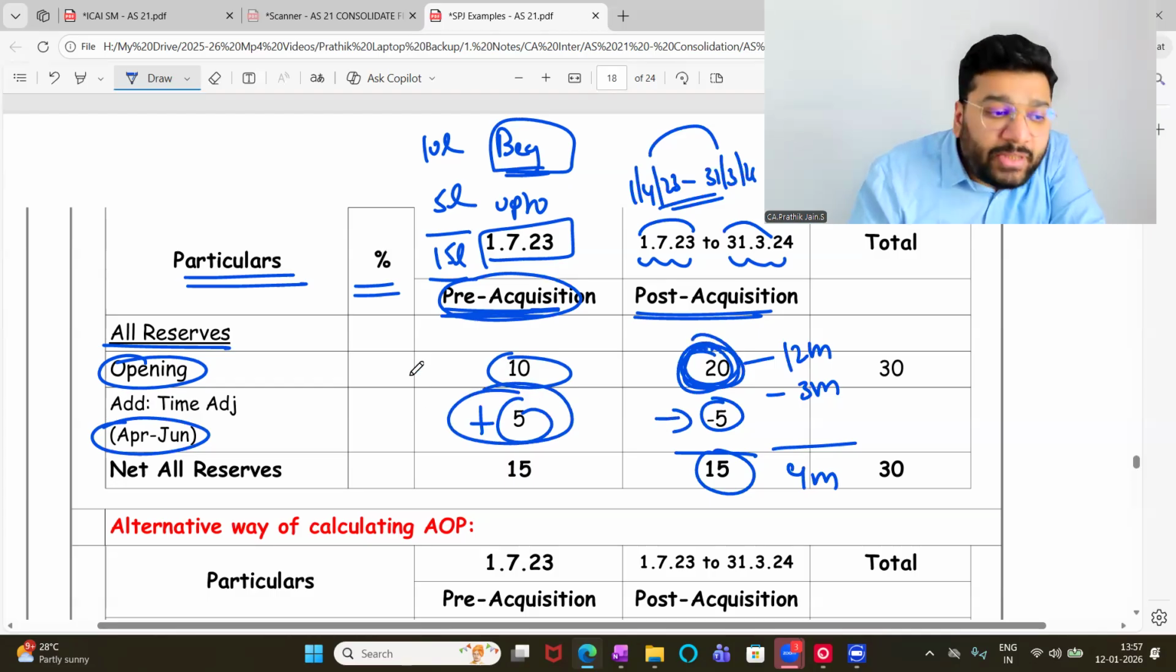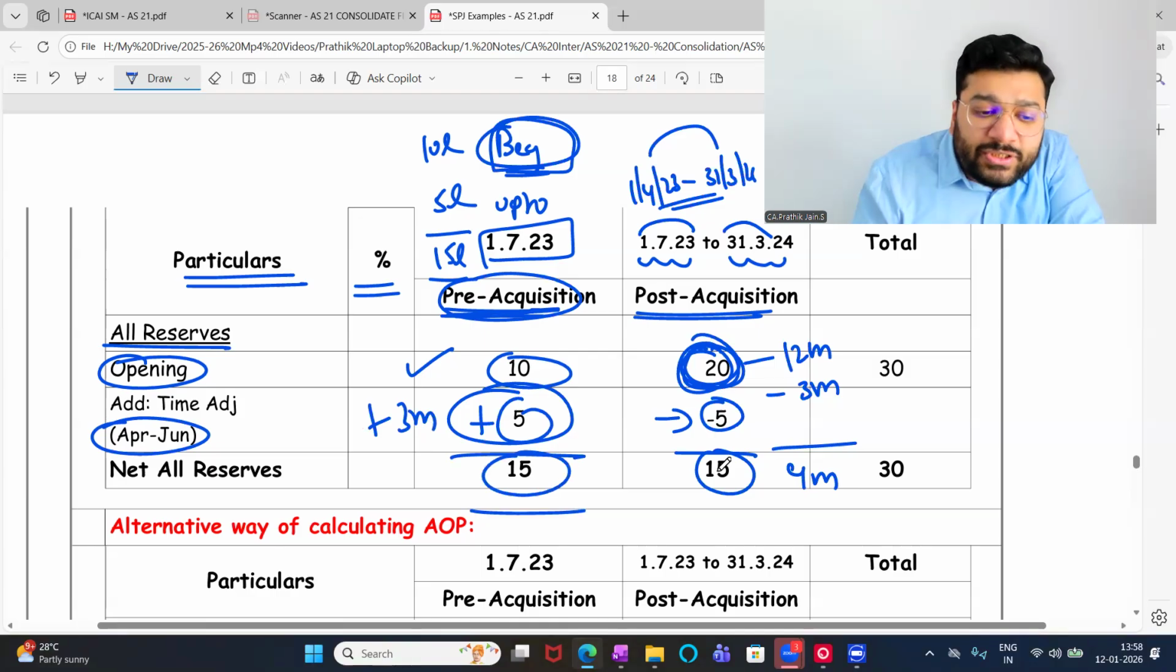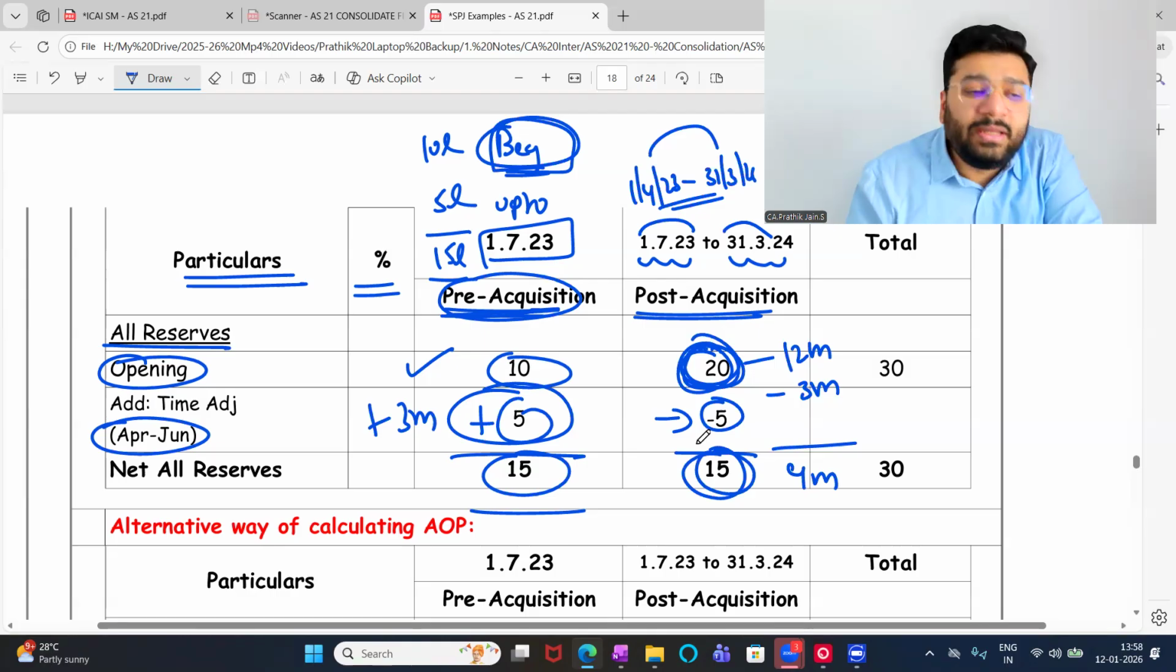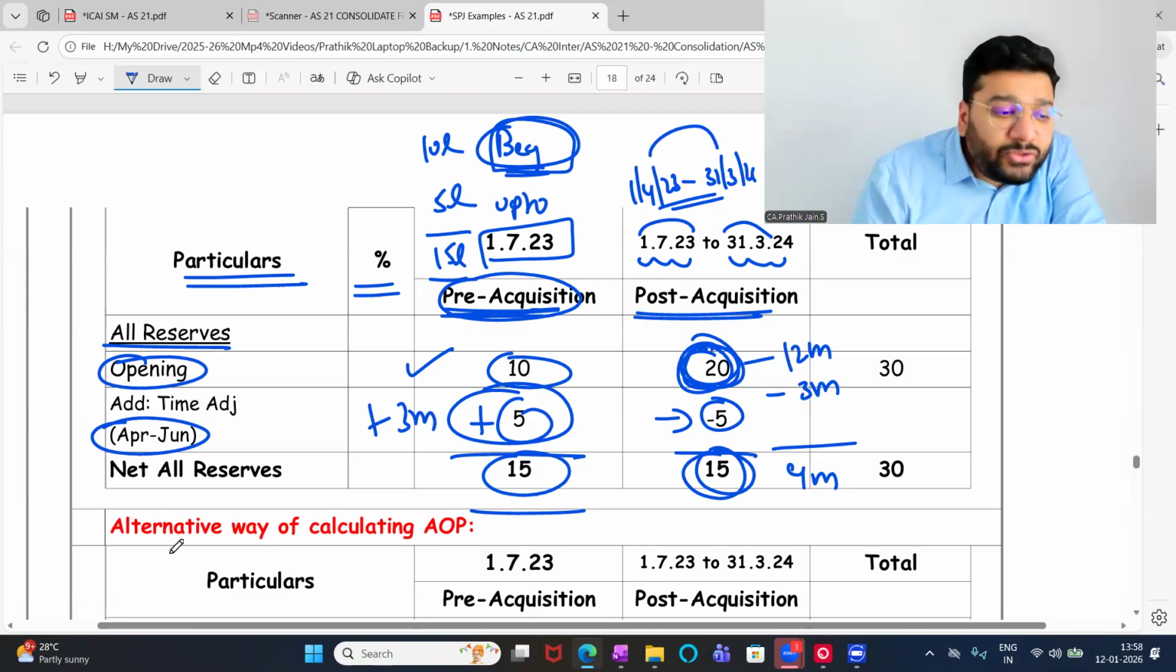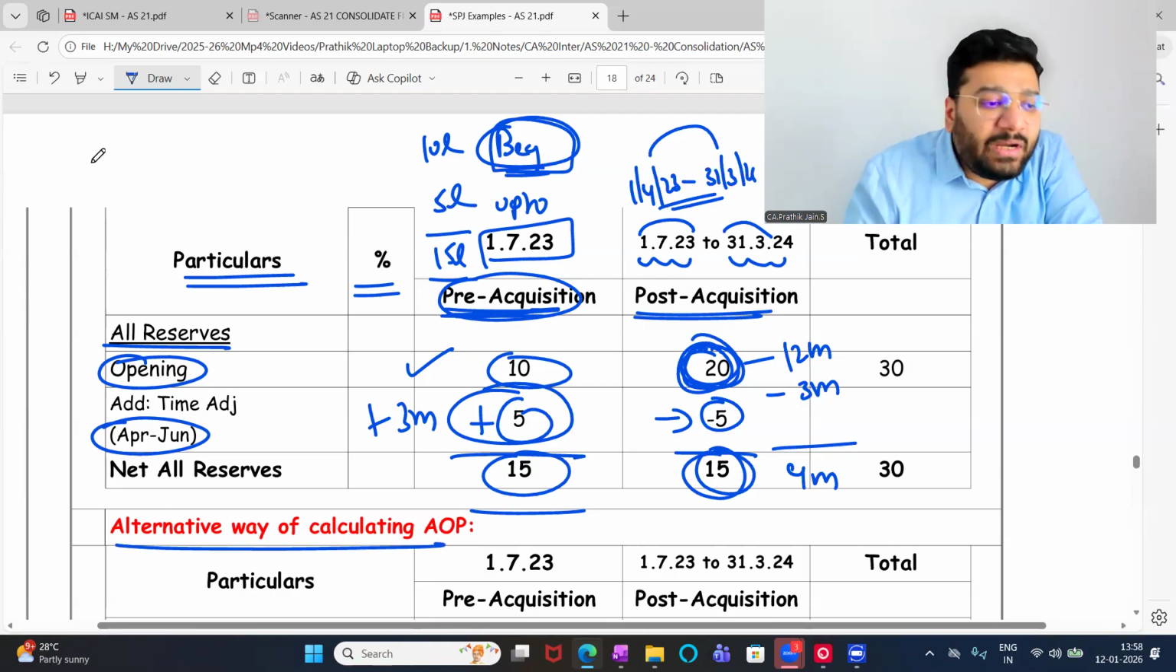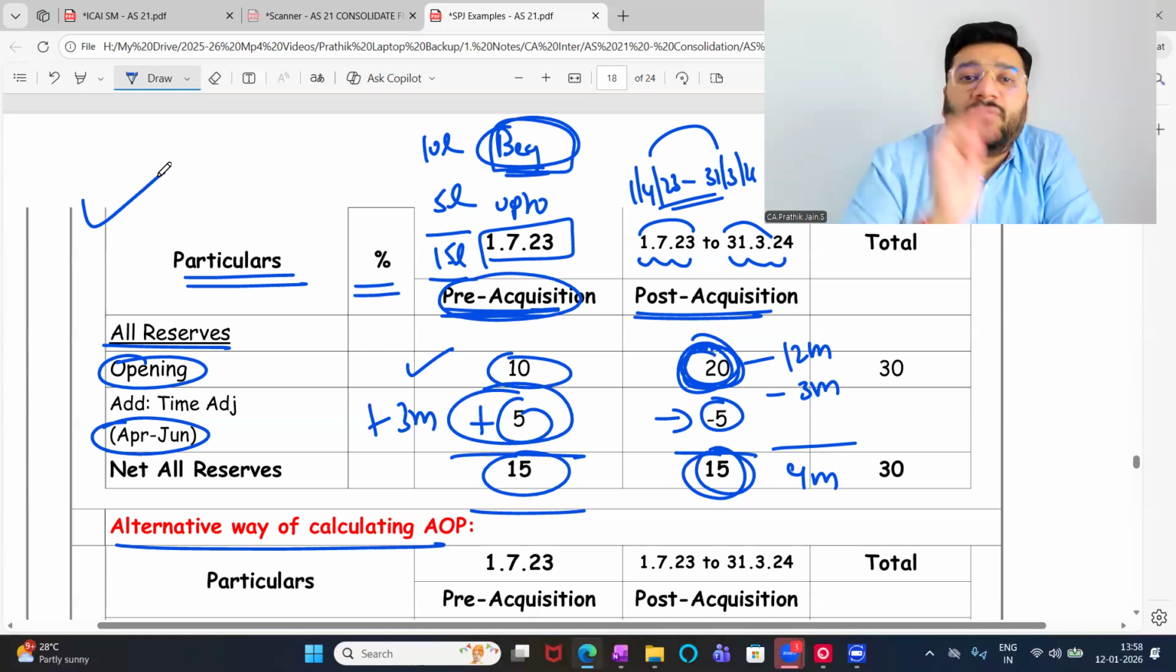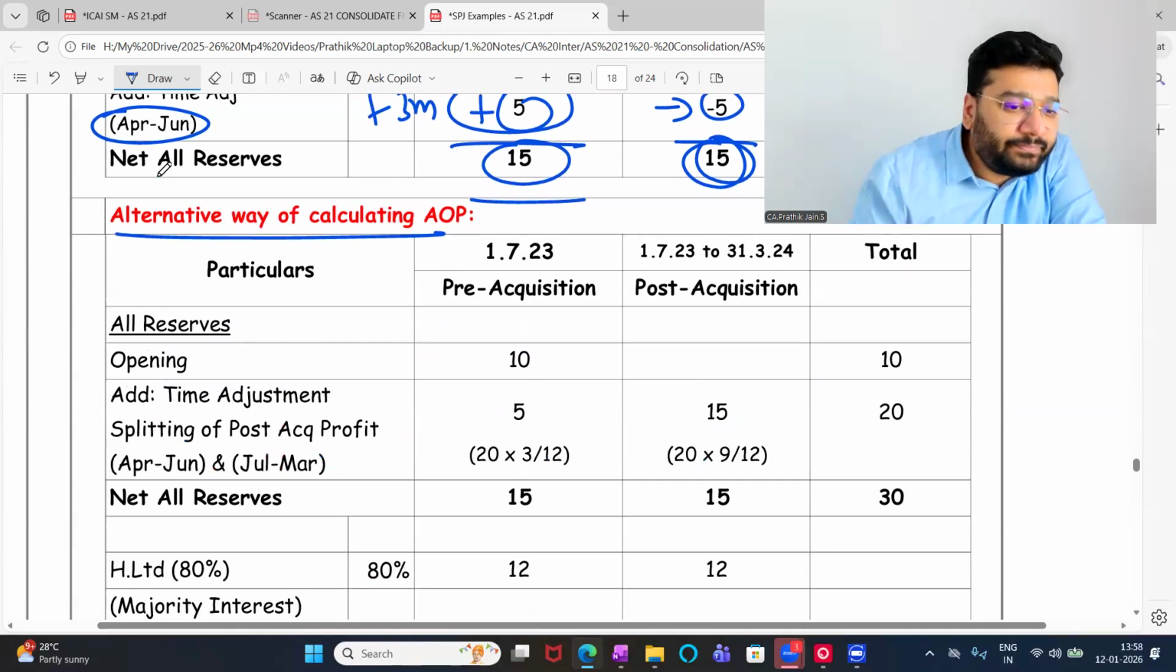Okay, not okay. So 10 lakh is the opening balance in the beginning period. Then add 3 months' pre-profit. So total pre-profit is how much? 15 lakhs. And post is how much? 15. Got it, not got it. This is one way of doing it. I have also given an alternative method. If you find yourself comfortable with this, you can settle with this. If you're not comfortable, you can go with this calculation.